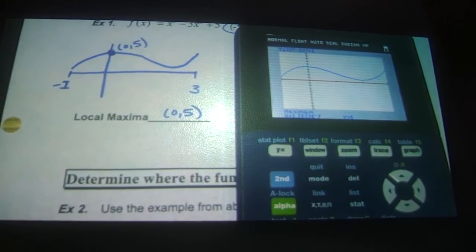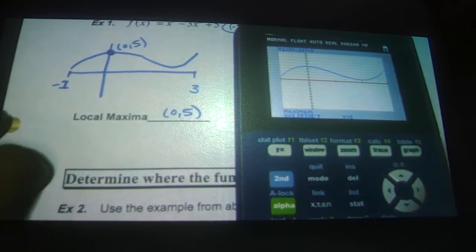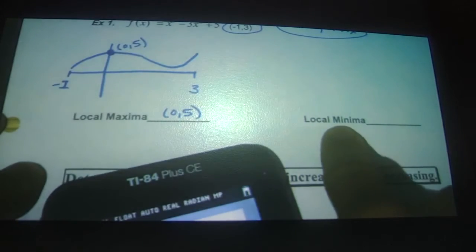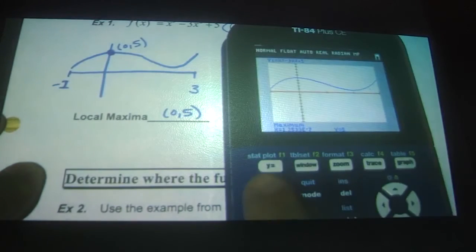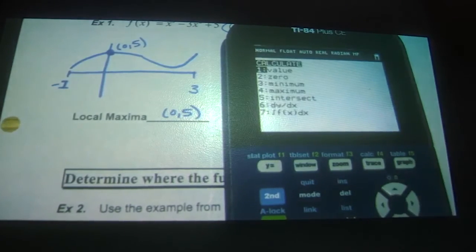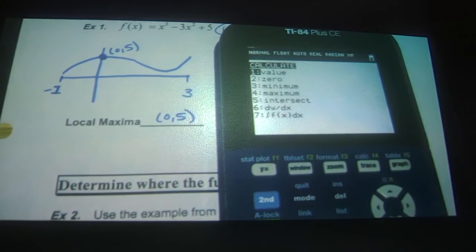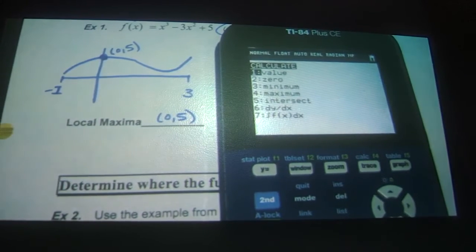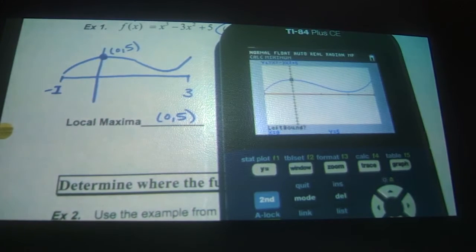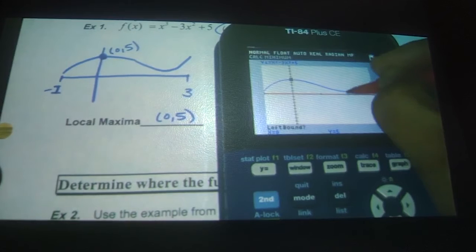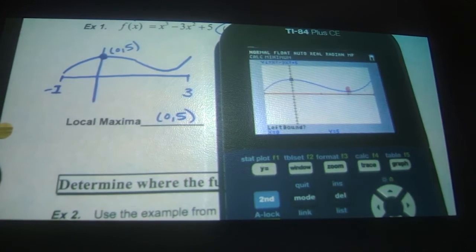Okay, let's do it. The next one I want is the minimum. So we do it again. We press second trace, and I want the minimum. What number is minimum? I get the 3 back at me. So you guys are saying 3. So I toggle down with the directional pad, or I press the number 3, and I press enter. Okay? All right, so we agree right here is the minimum, right about there.